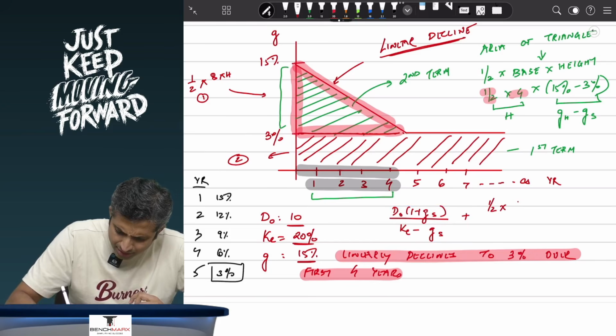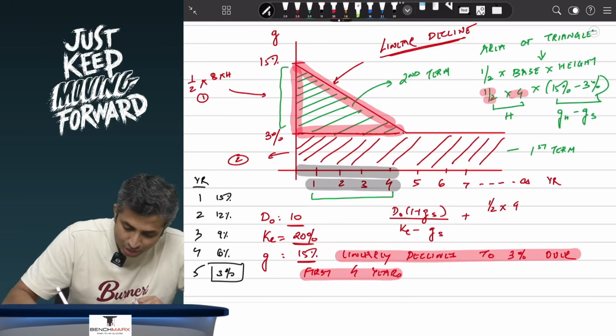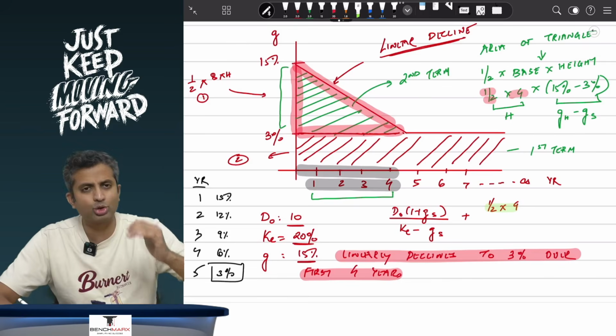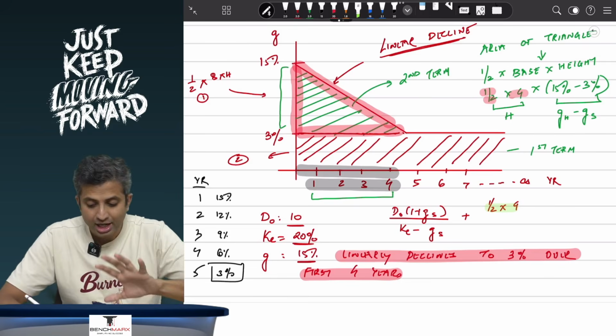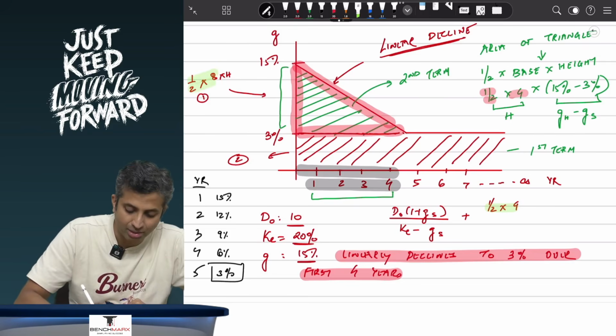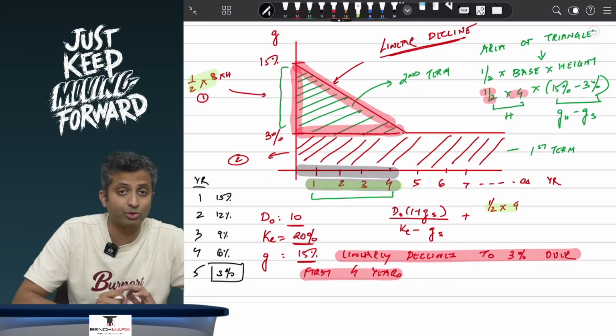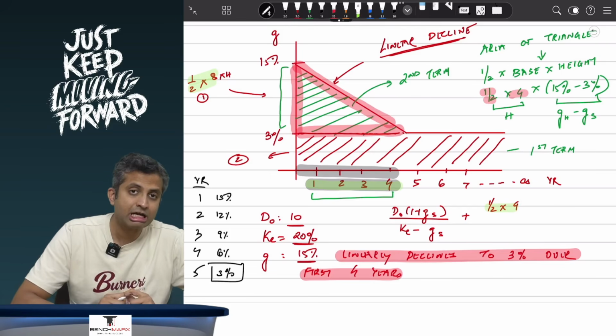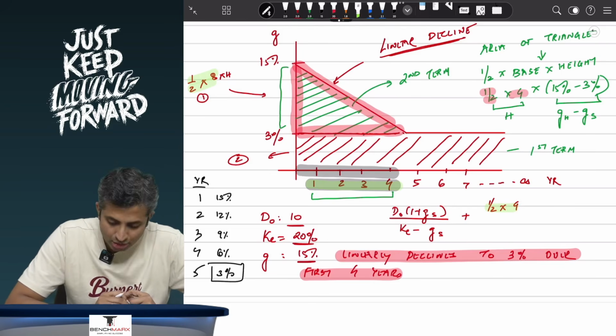Sir, what is the base? This is 4. Now what the H model does is, instead of calling this 1 by 2 into base into height, they call this number as H. So 1 by 2 into, let's say, the number of years. Over here in the y-axis you have the years, 1 by 2 into the number of years. Let's say this comes to, for example, 2 years.